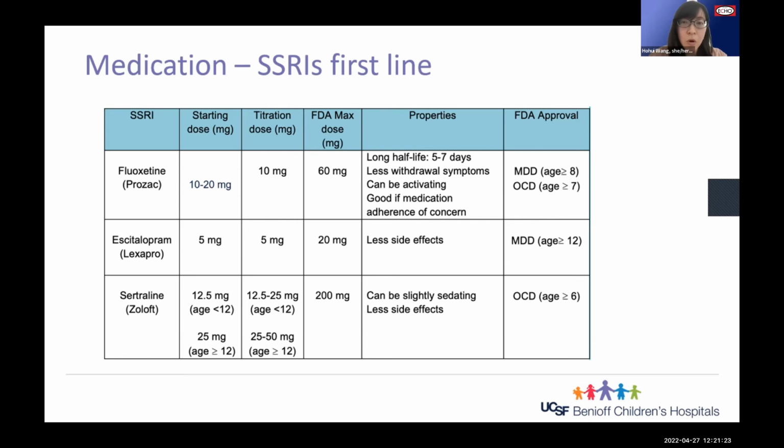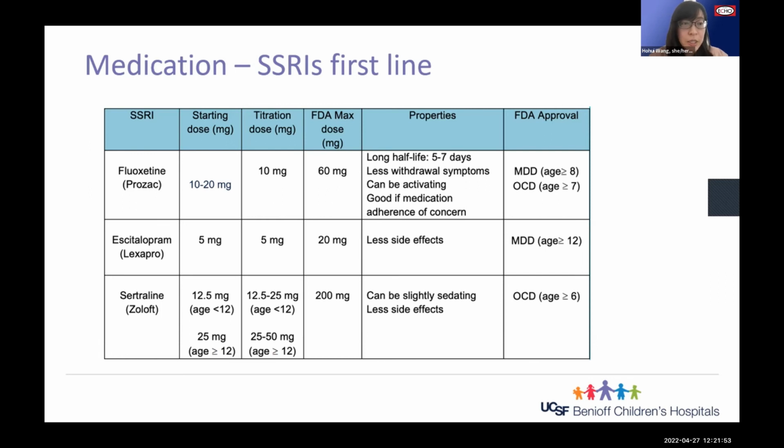For patients who are younger than 13 years old, usually I start from half of the initiating dose. For Prozac, the starting dose is generally 20, but for younger patients, I start from 10 to 20. Lexapro, I usually will start at 5 milligrams, and for sertraline, Zoloft, I'll start at half of the usual starting dose, 12.5 for younger patients, and then for teenagers, I will start at 25 milligrams.